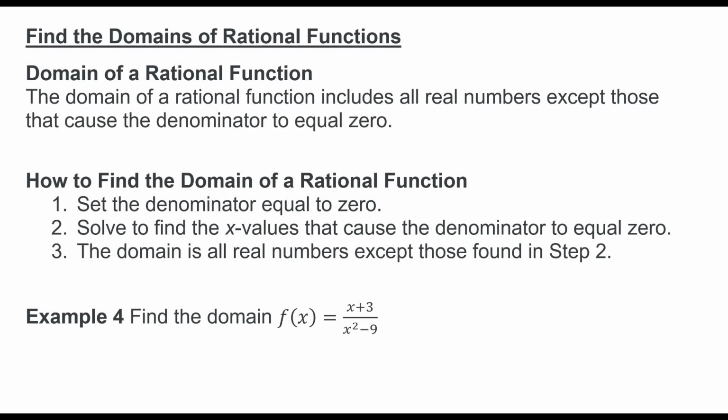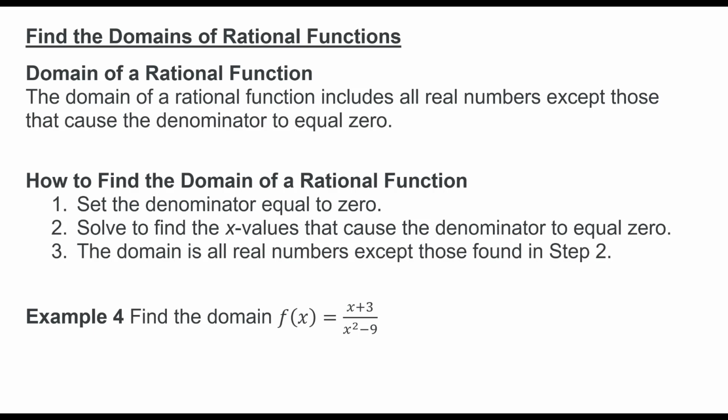Now let's talk about domains of rational functions. So think of what the domain is. These are the input values, or the x values, you can plug into a rational function. So the domain of a rational function includes all real numbers except those that cause the denominator to be 0, because we can't divide by 0. So that's our real goal, to find out where the denominator would be 0.